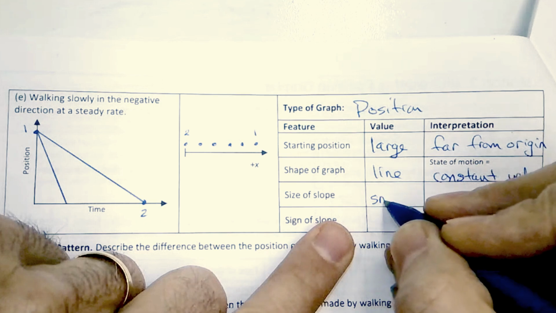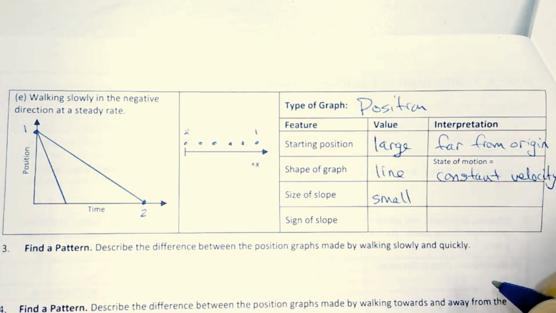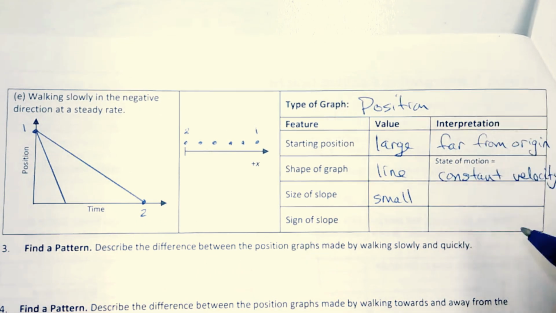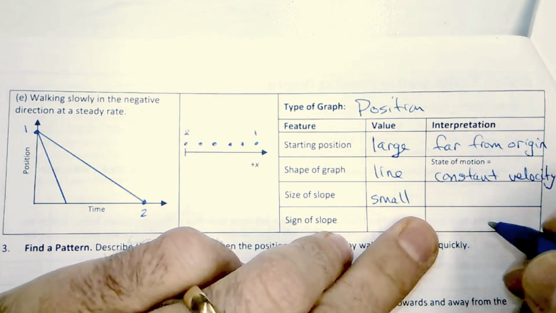So we'll say small. And what's the meaning of that? What's the interpretation? It means the person is moving slowly.